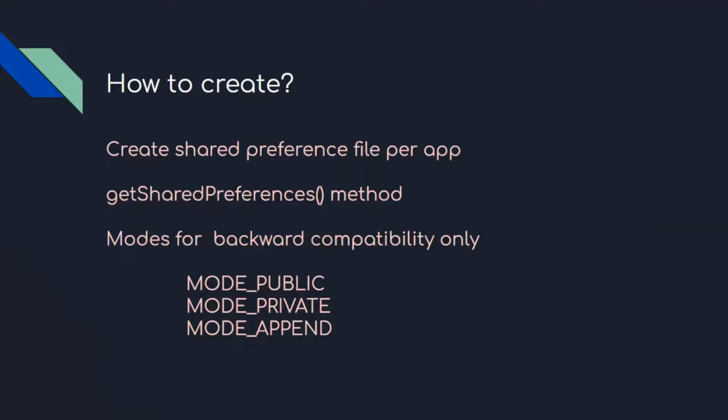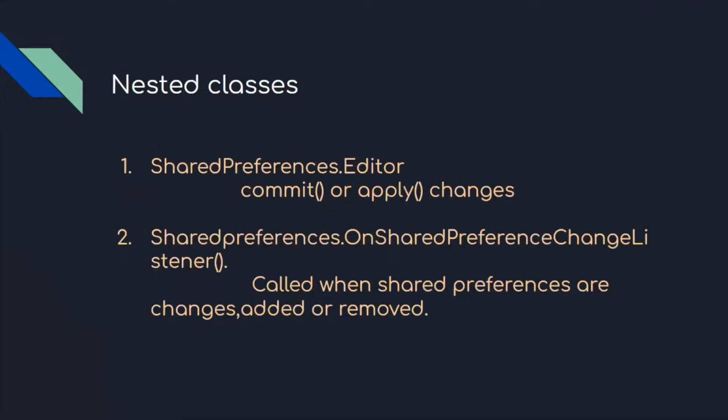Mode public will make the file public, which could be accessible by other applications on the device. Mode private keeps the file private and secures the user's data. Mode append is used while reading the data from the SP file.